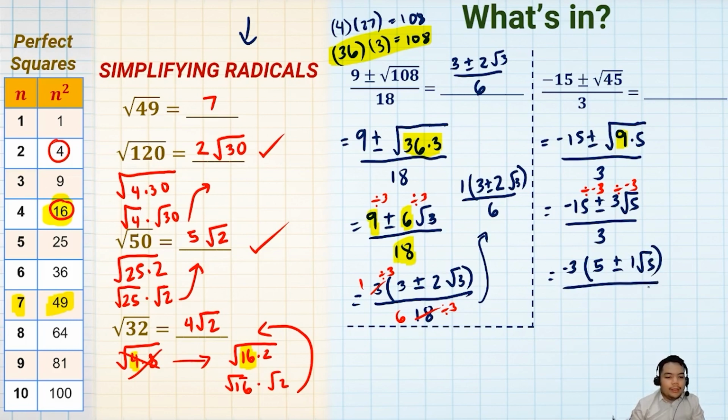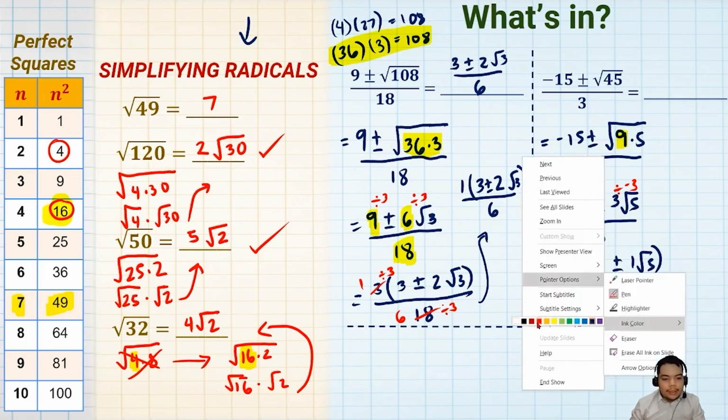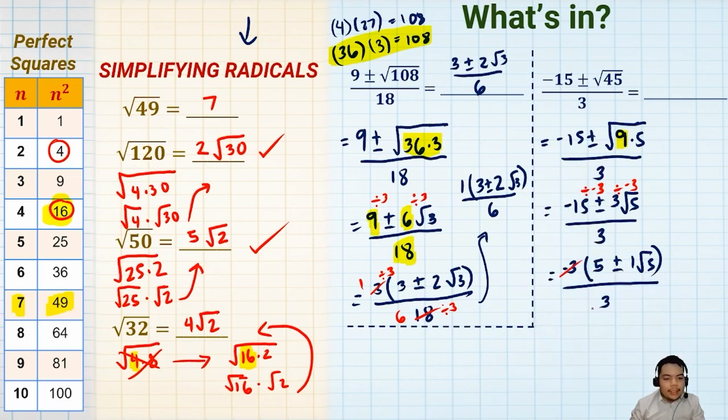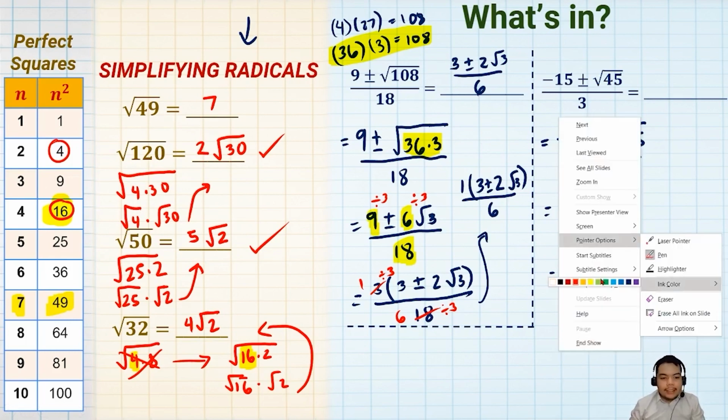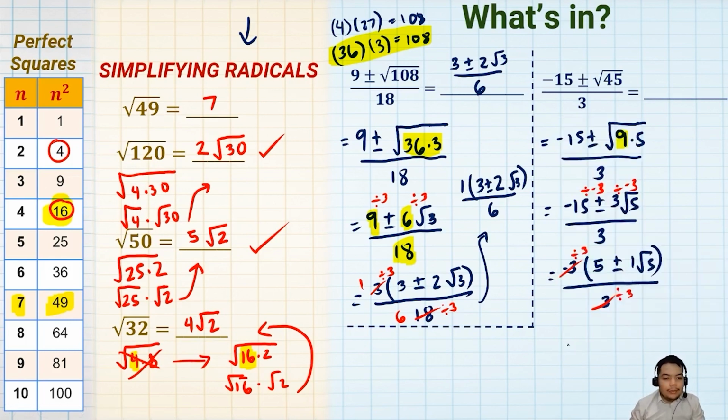All over 3. So, as you notice, we'll be having here a common number wherein we can simplify. We can simplify 3 and 3. We can divide both of them by a common number, which is 3, to get the lowest term. So, we'll be having an answer now will be equal to, yan, so magiging negative 1 na lang siya. 5 plus minus square root of 5. Pwede na yan, di ba?